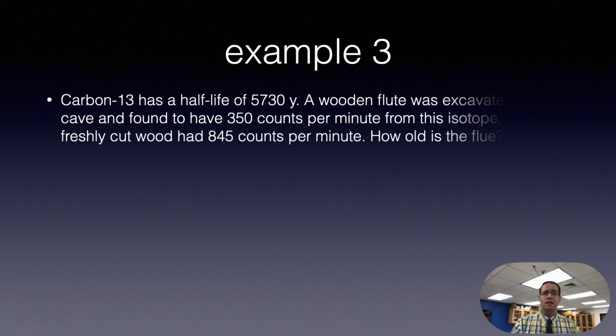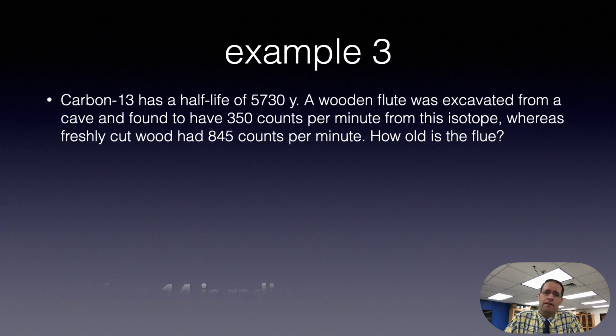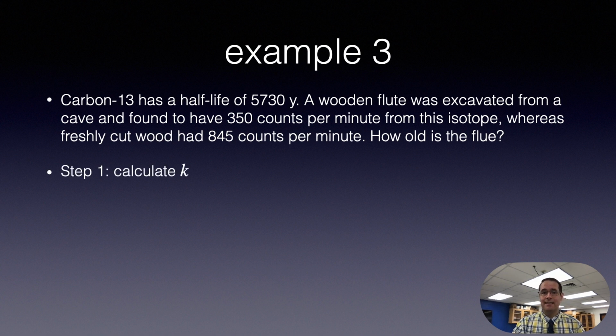Example 3, we have radiocarbon dating. This should be carbon-14 on the slide. I apologize. It has a half-life of 5,730 years. So we've got a wooden flute that's excavated from a cave, and it's found to contain 350 counts per minute from this carbon-14 radioactive isotope. But a newly cut tree off to the side there has 845 counts per minute. And so we want to know how old is the flute, and this is how radiocarbon dating works.